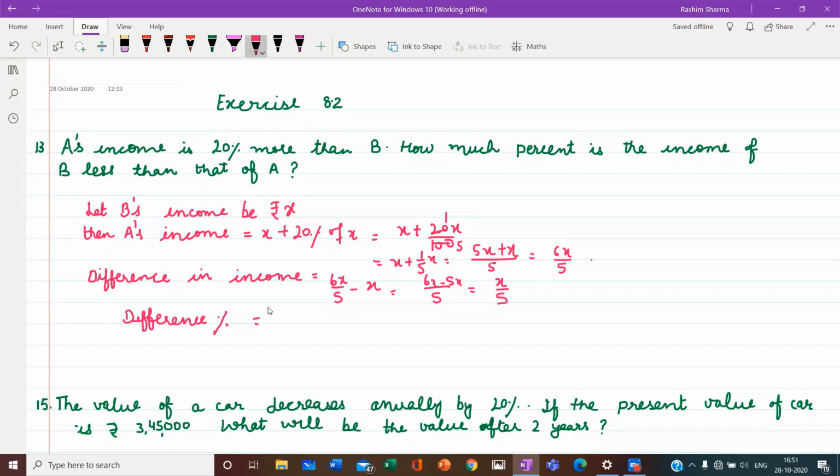Now, when we have to find this difference in percent, we will write the difference, that is x upon 5, upon A's income, that is 6x upon 5, into 100. Now, when in the denominator we have a fraction, we reciprocate it. So, 5 upon 6x into 100. 5 cancels here, x cancels here, and 6 by 2 we divide, so here we get 50 on 3%, which means 16 2 by 3% is the answer.